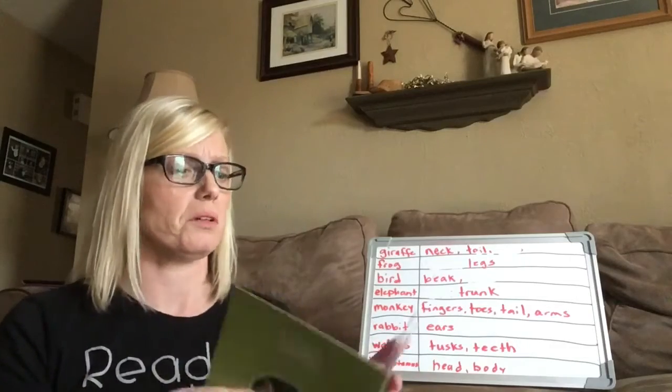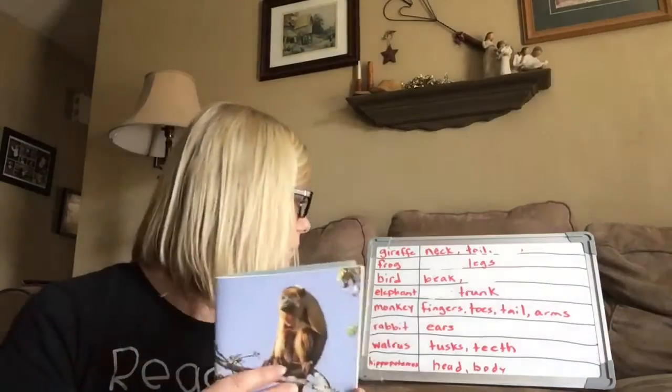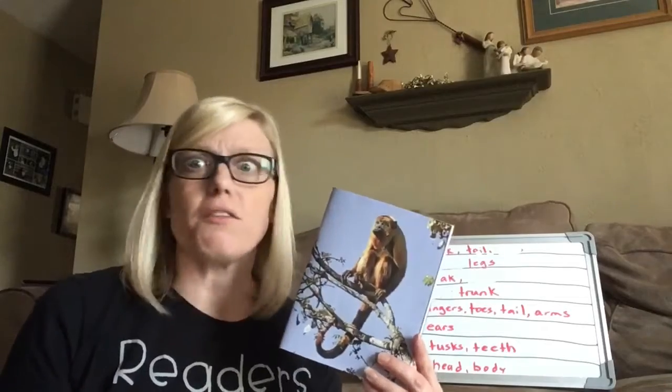So far, so good. Now the monkey, we said long fingers, long toes, long tail, long arms. Let's read our sentence. I'm going to go through this one quickly. I'm going to say all 4 of them. You give me a thumbs up if it sounds right and a thumbs down if it doesn't. Are you ready? Here we go.